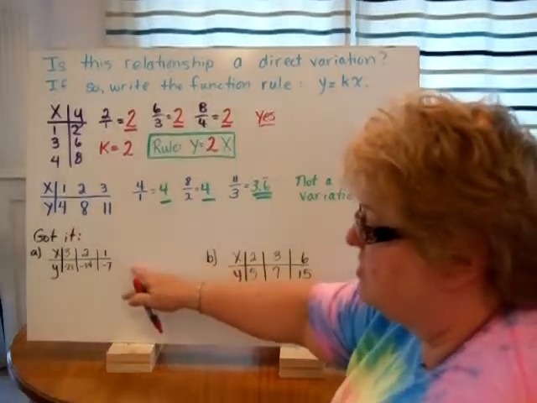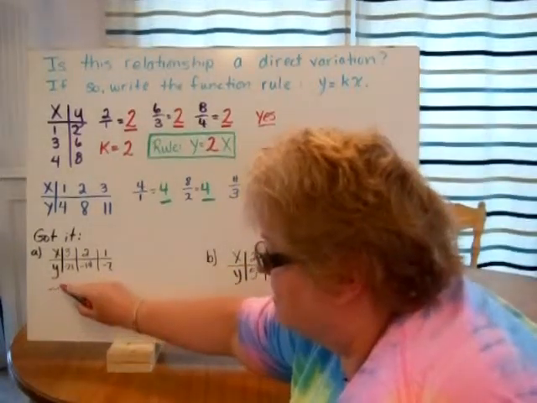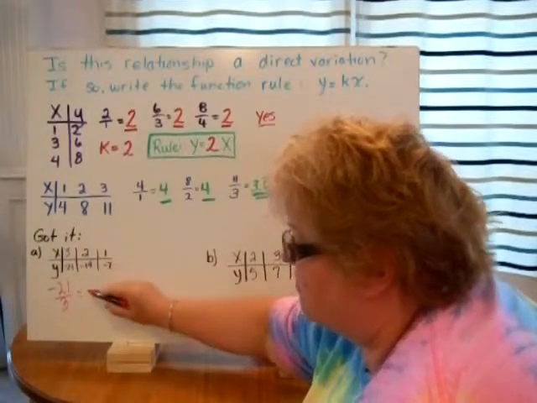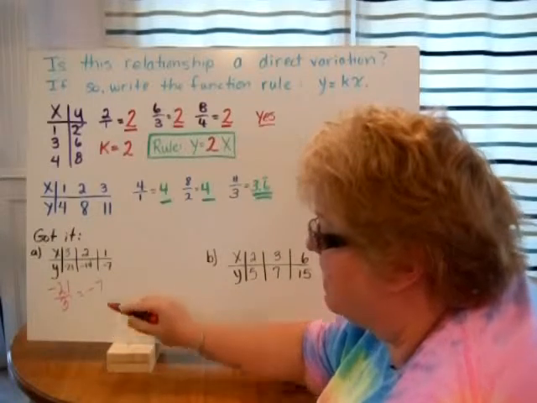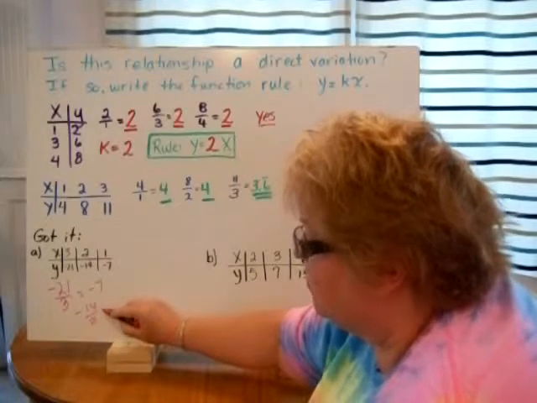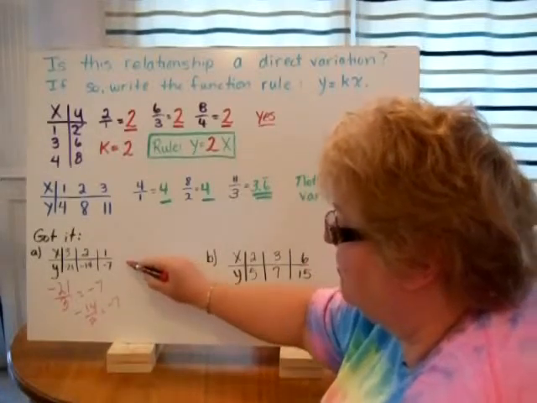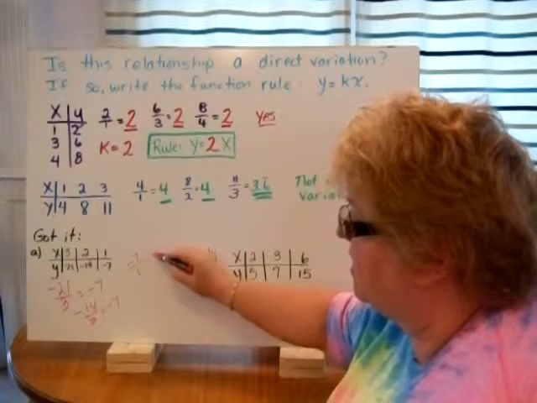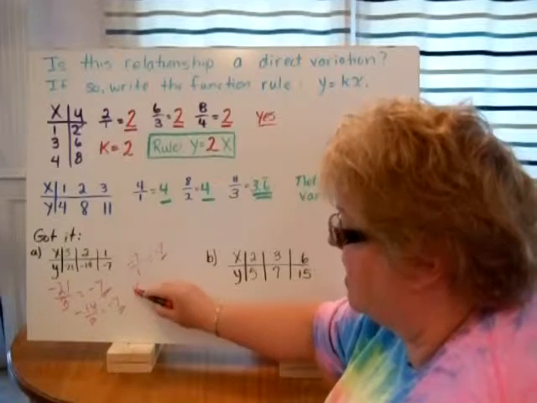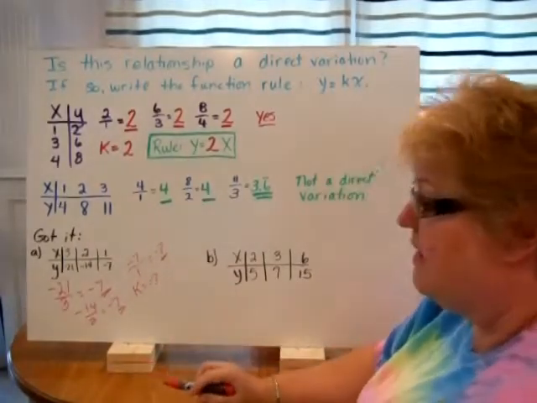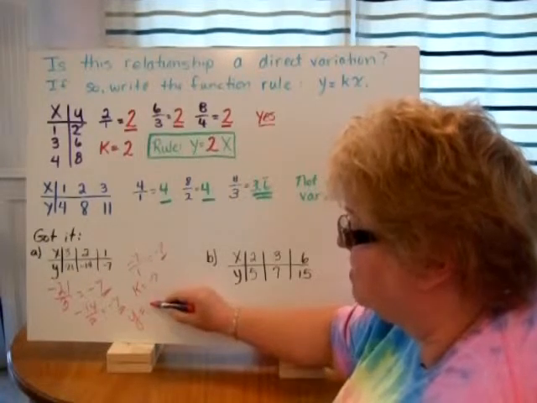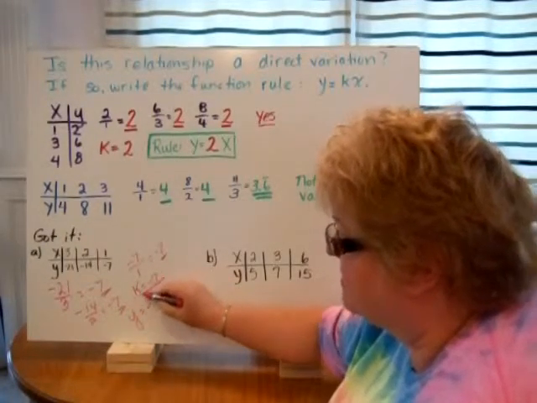In order to determine if this is a direct variation, we have to take the y and divide it by the corresponding x. When we do this for the first ordered pair, we get a negative 7. When we do it for the second ordered pair, we get a negative 7. And when we do it for the last ordered pair, we get a negative 7. We get the same number every time, so we know that k equals negative 7. This is a direct variation, and the equation would be y equals negative 7x.